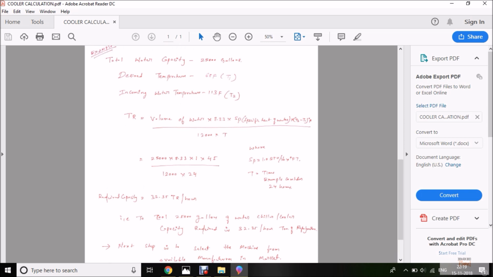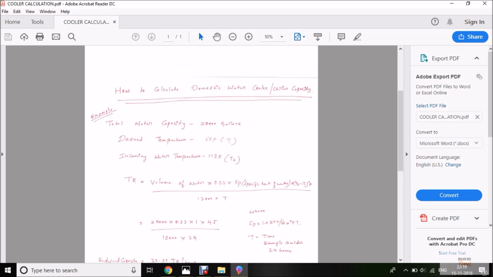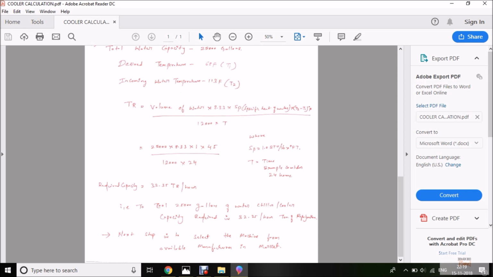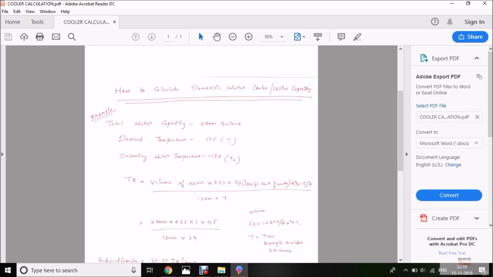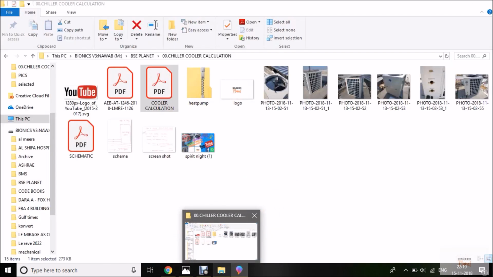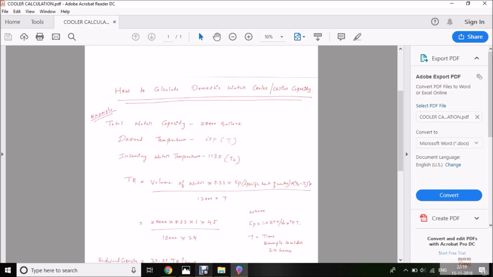So that's it, guys. This is the simple calculation that I have done. I hope you get some knowledge out of it. If you have any doubts, please comment in the comment box below. I will be happy to reply to your clarifications.